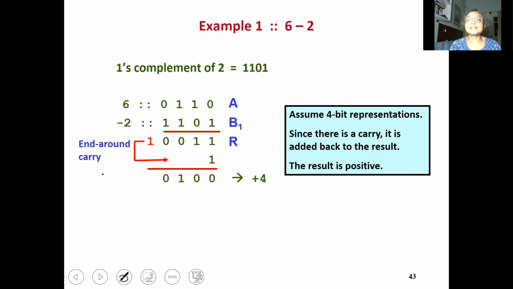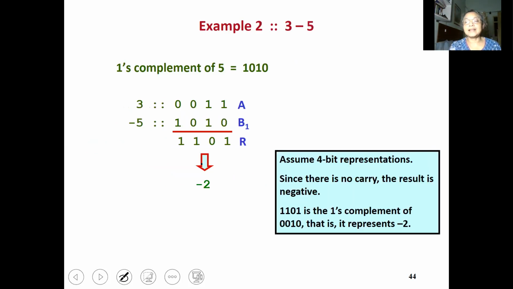We want to compute 6 minus 2. So 6 is represented as 0110. And if you want to get minus 2, first let's get 2. What is 2? 2 is 0010. What is minus 2? We take the ones complement, which is 1101. So 1101 is B1. Now we add A plus B1, we get 10011. This 1 is the carry. So we will add this carry to the number to get 0100. And this is the result. This is a positive number, which is the result of 6 minus 2.